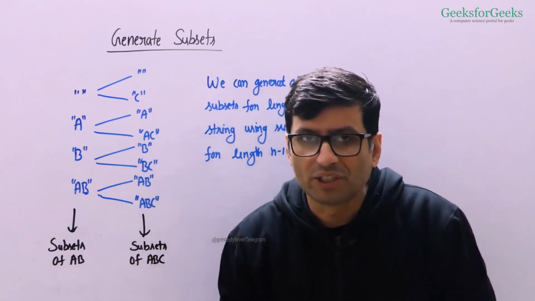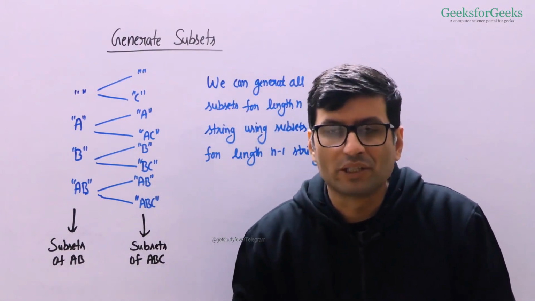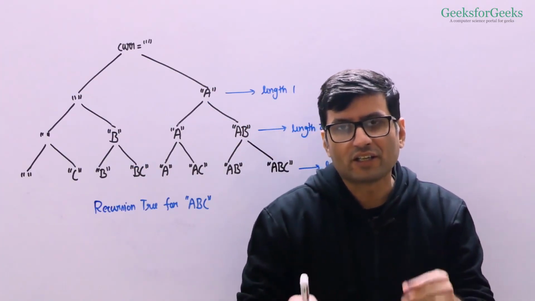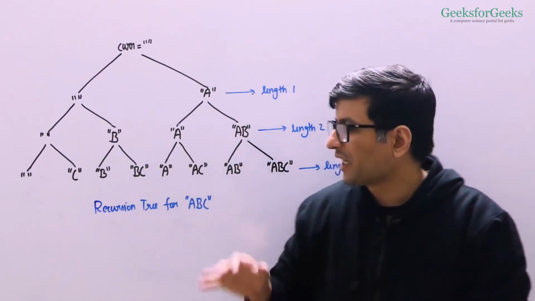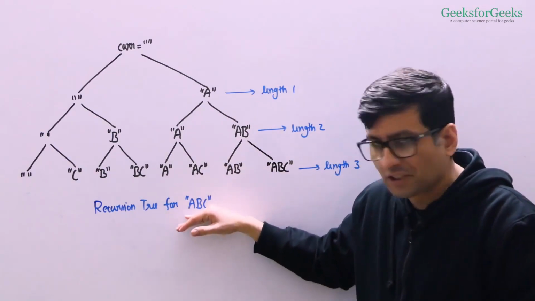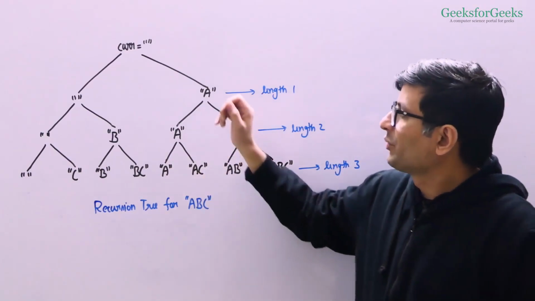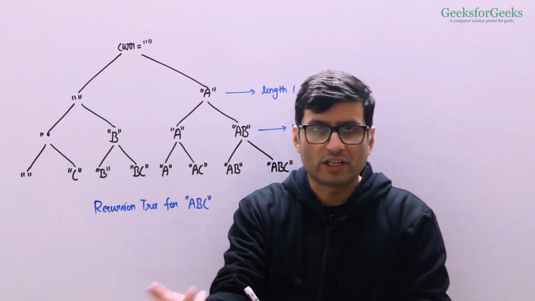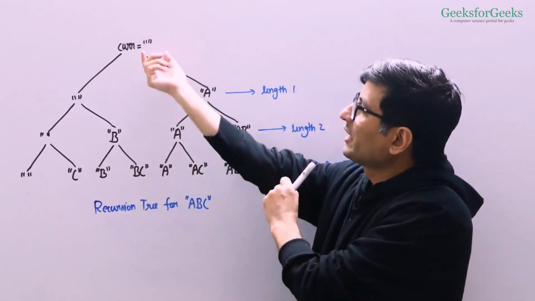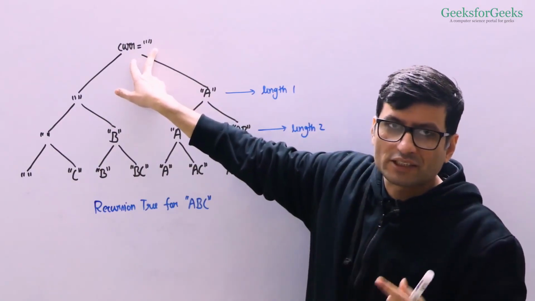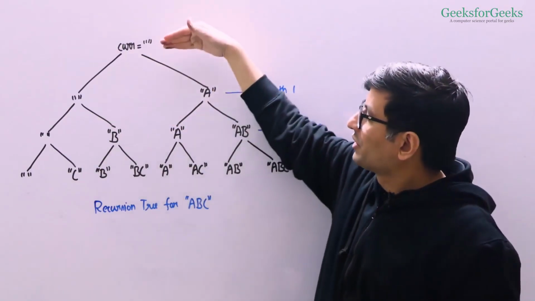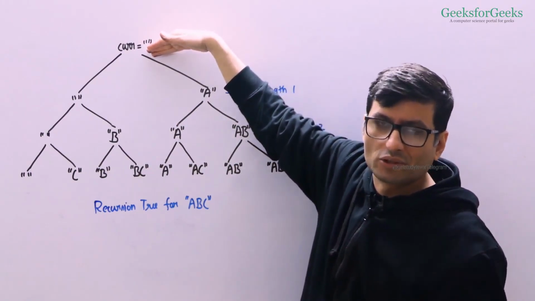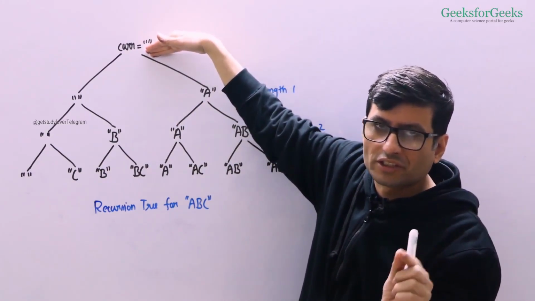Now please pause this video and try to write down the complete solution. In case you have not written the complete code yet, here are more hints for you. Here I have drawn the complete recursion tree for ABC. So we are going to use a variable or a parameter in our recursive function, current, right? And this current is going to be initially passed as an empty string, right? So this is the subsets for length 0 string.